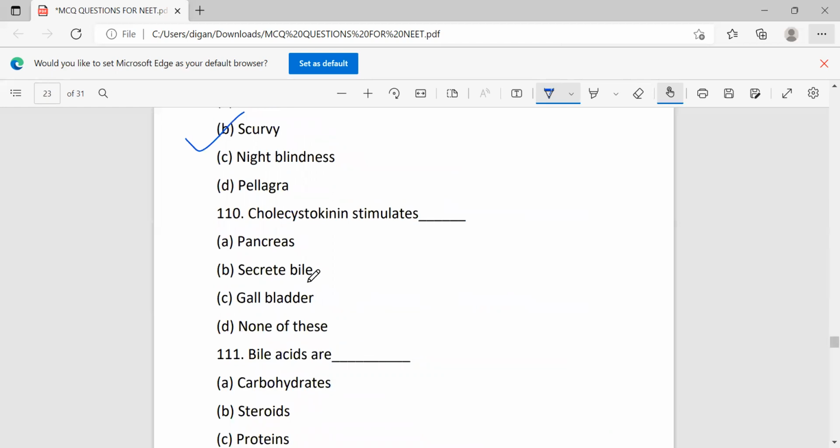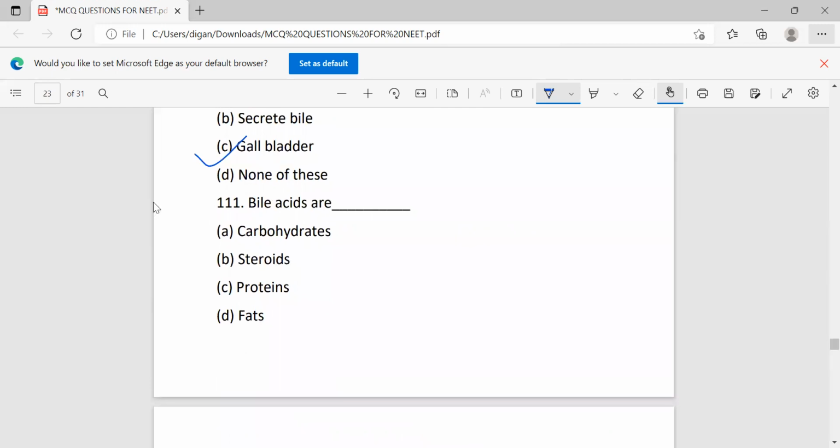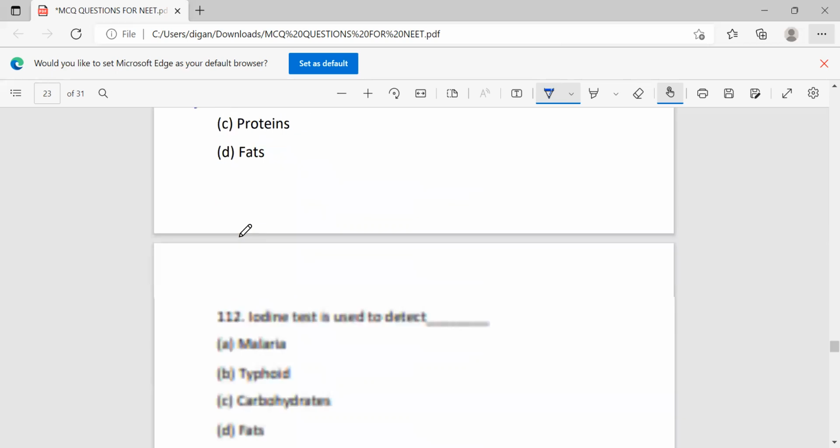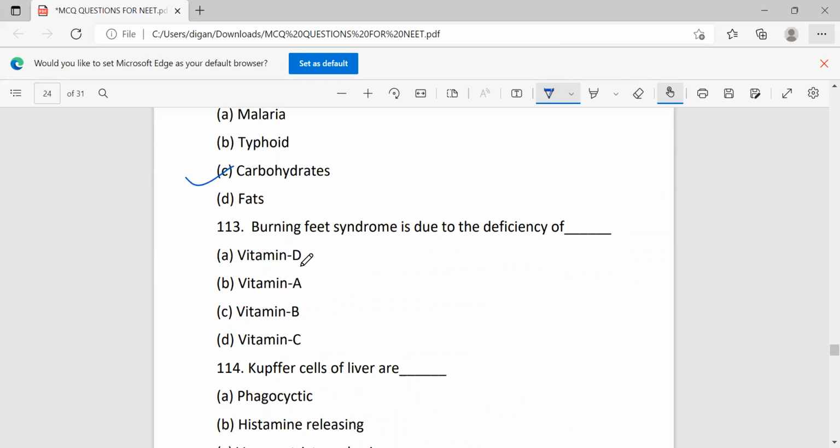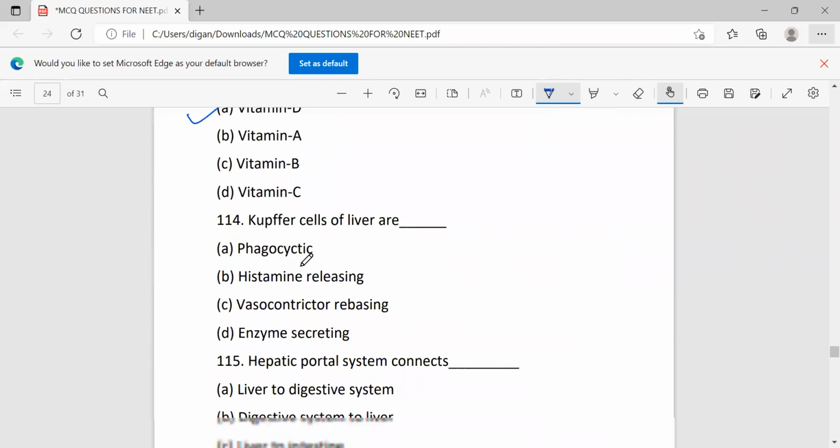Then cholecystokinin stimulates. For 110, the correct option is C, gallbladder. For 111, bile acids, our option is B, steroid. Iodine test is used to detect the carbohydrate. Then burning feet syndrome is due to the deficiency of vitamin D.